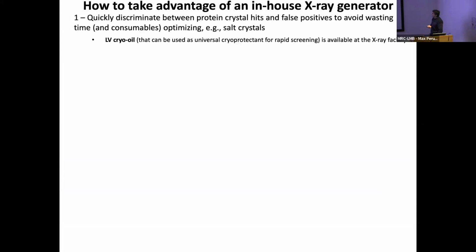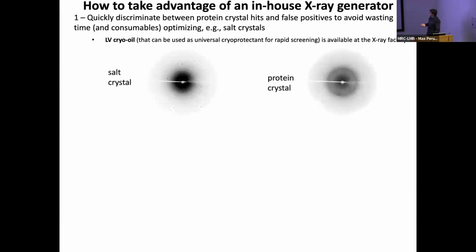And yeah, how to make progress with our in-house generator. As I said, once you get a hit, whether you want to spend the energy and consumables on optimizing it depends on whether it is a protein crystal or a salt crystal. And the only way to tell is to shoot. So we'll have to fish it, put it in the X-ray generator, shoot it, and find out whether it was salt or protein. If it's protein, then you go ahead with the optimization. If it's salt, you're back to screening. That's the difference. As you can see, the salt will give you very sparse and very high intensity spots. Instead, the protein spots will be less intense, but much denser.